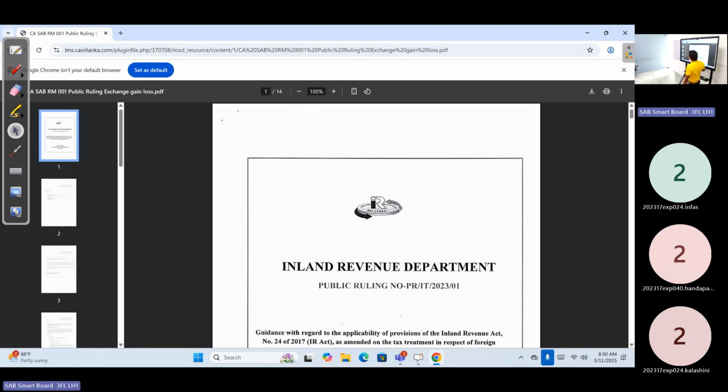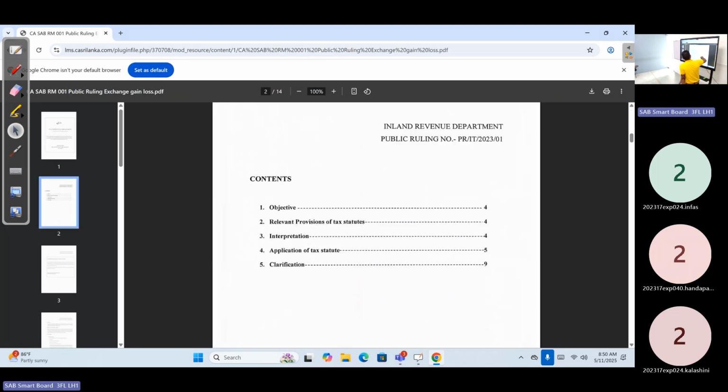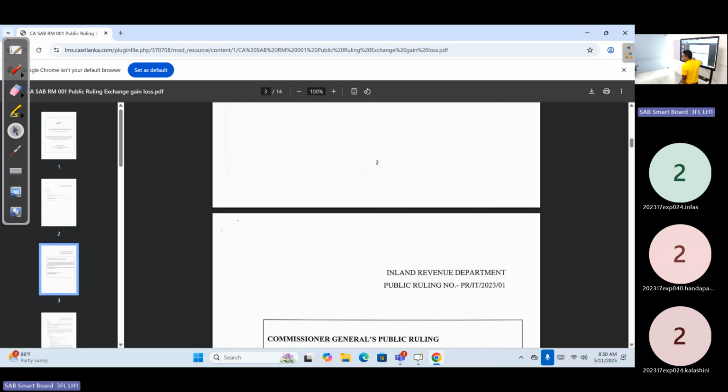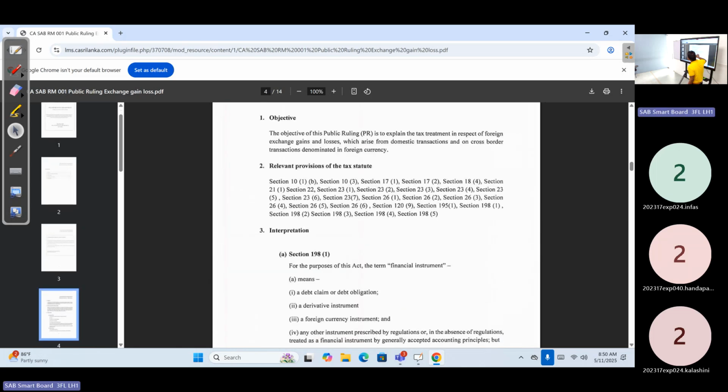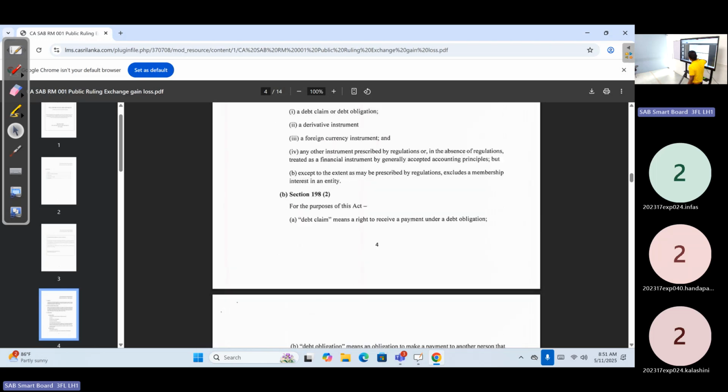So this is the public ruling, issued by the Commissioner General. It gives some sort of interpretation first. So these are as per the tax law. The objective and the relevant provisions of that interpretation: what is it that they have interpreted?